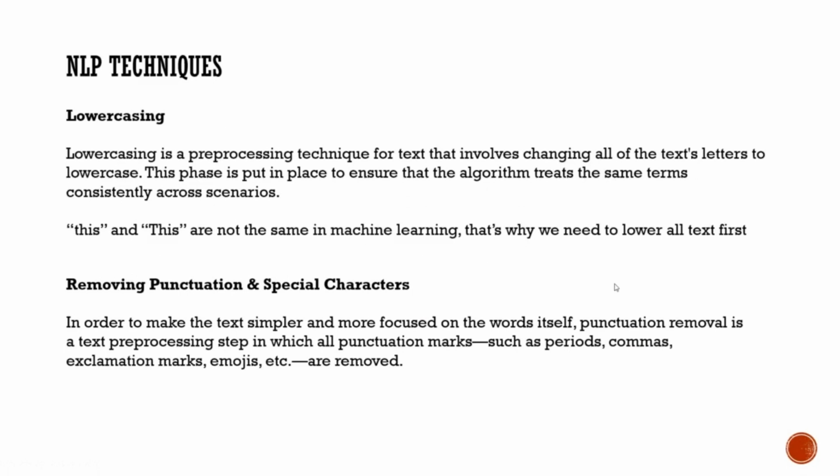With lower casing, if you are looking at the word "this" and the word "This" with a capital letter T, when you pass them through machine learning, these two are different. So when you try to count the number of words or the frequency of words, they will be counted differently. That's the reason why you would want to put your words into one casing format, and would prefer that you put them into lowercase.